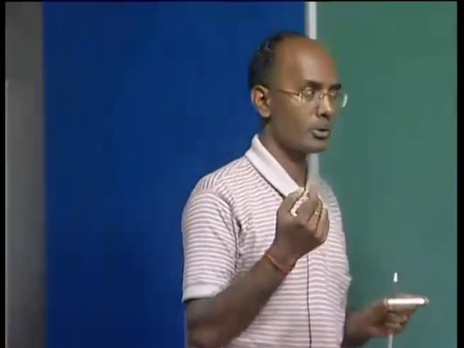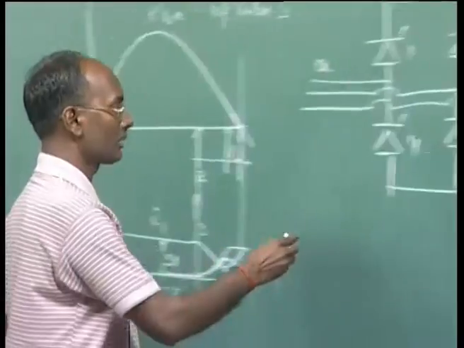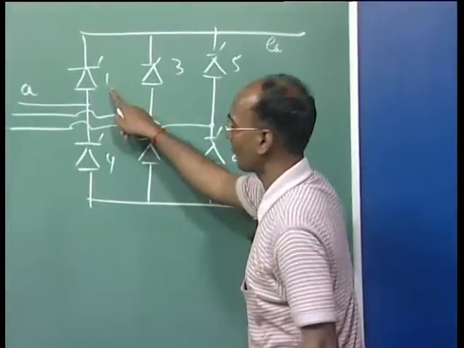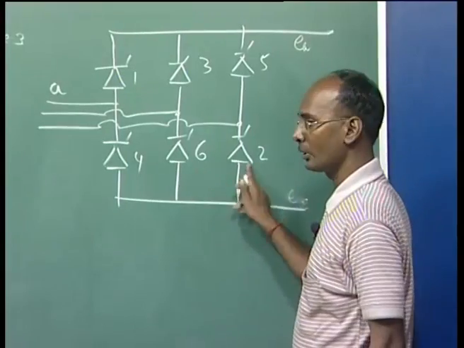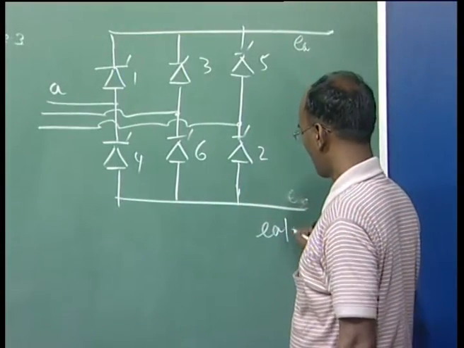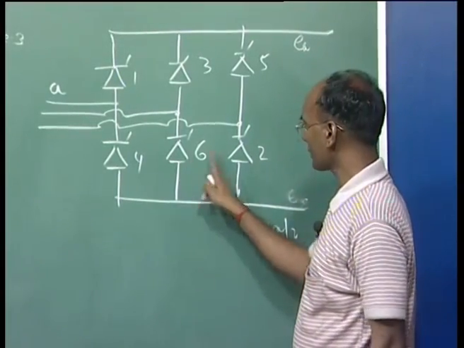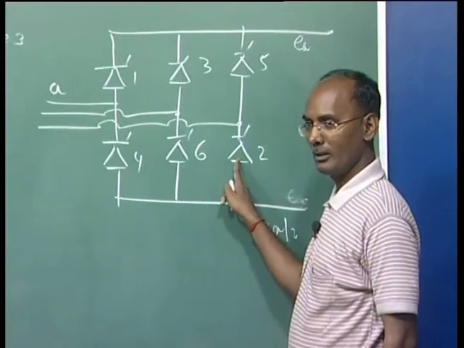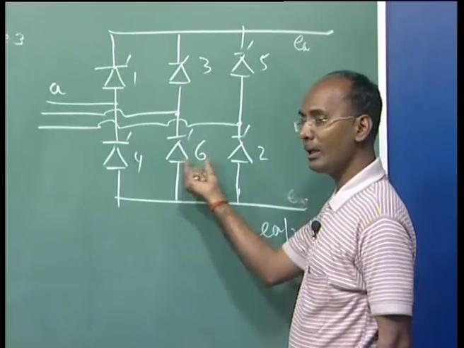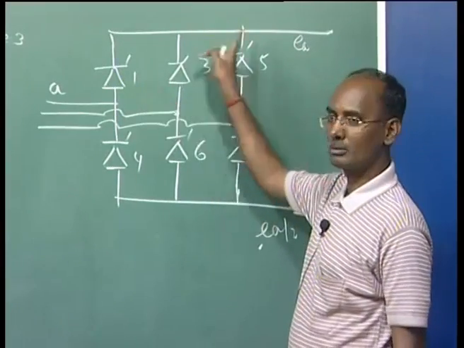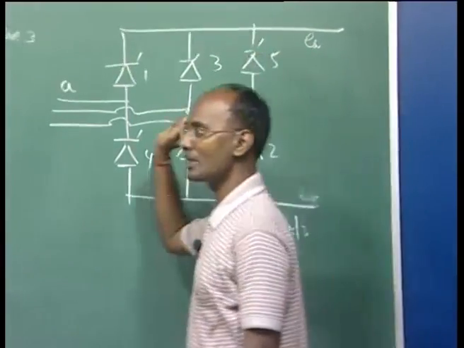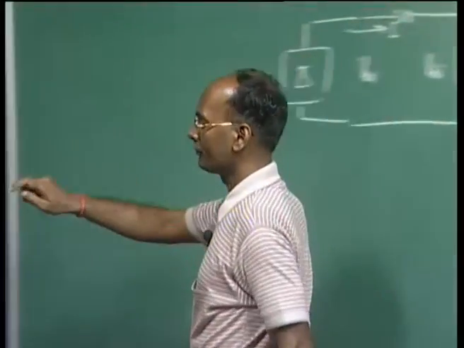Now we gave the pulse to 2. Before this, 6 and 1 were conducting. Now this voltage will become EA minus half of EB and EC, because 6 and 2 are going to conduct. So we are going to have this, and EA is still there. You can see here we still have EA.